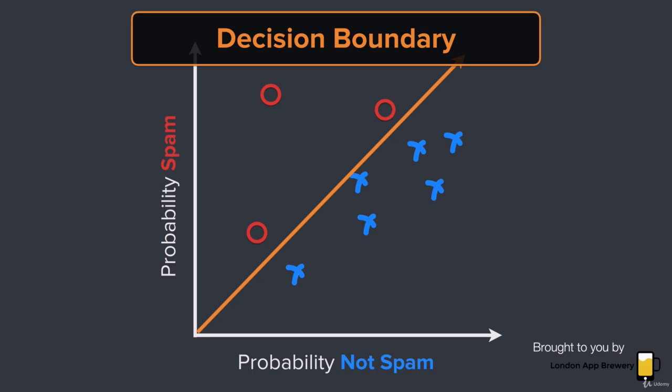But what we haven't really talked about so far is where these probabilities actually come from. And this is what we're going to cover in the next lesson.